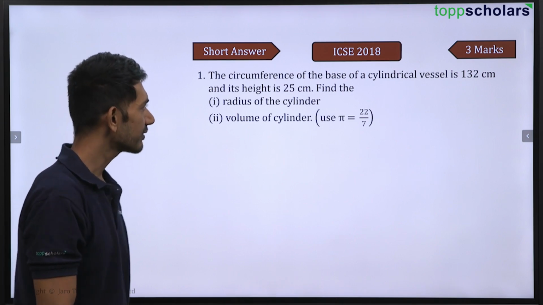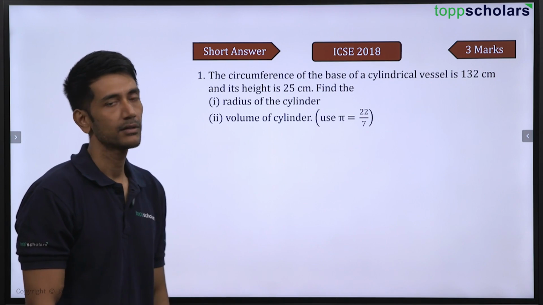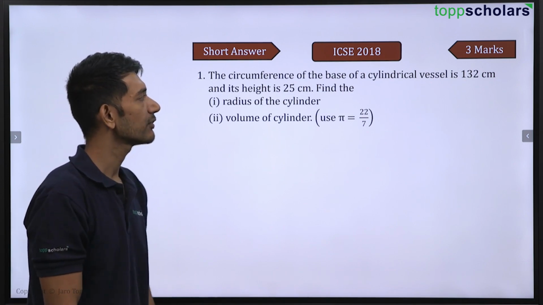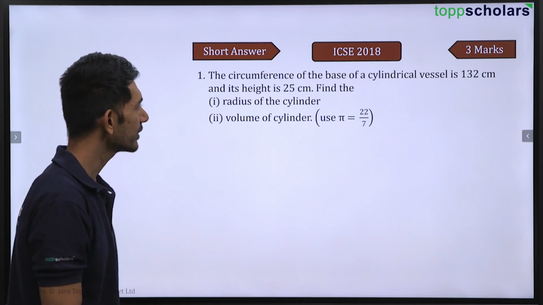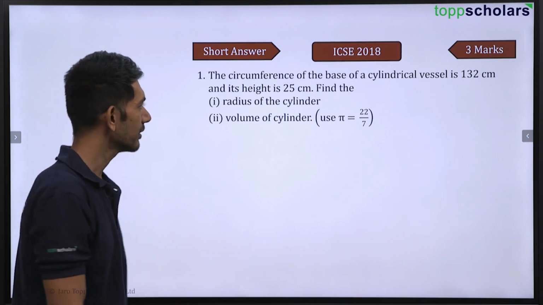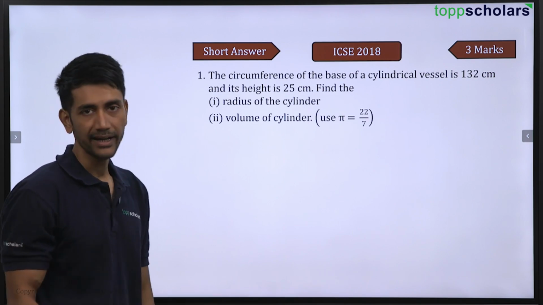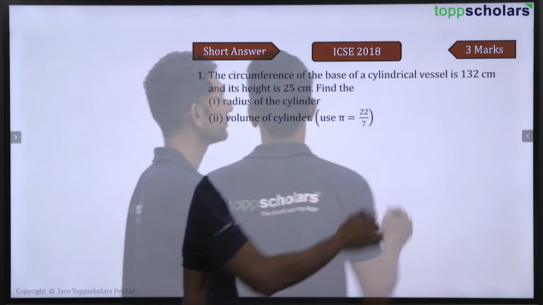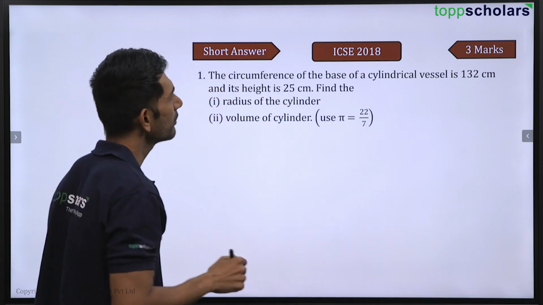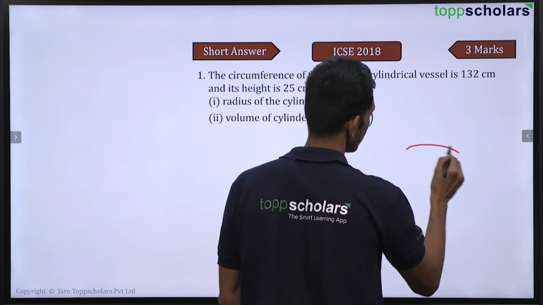The first question says, the circumference of the base of a cylindrical vessel is 132 centimeter and its height is 25 centimeter. First, find the radius of the cylinder. Second, find the volume of the cylinder. Okay, so circumference of the base of a cylindrical vessel. So we have a cylindrical vessel.